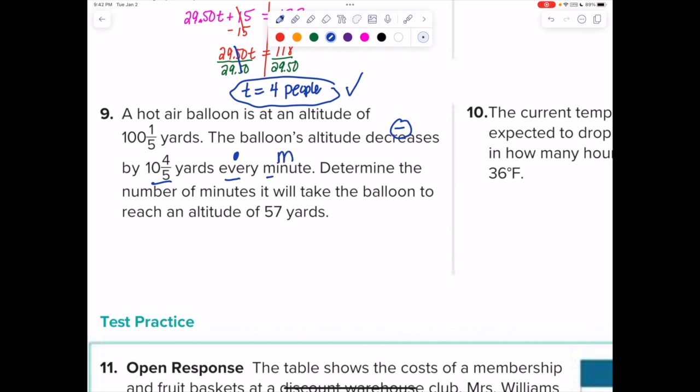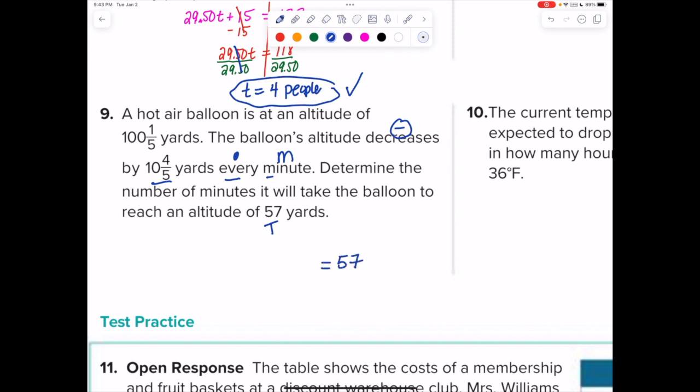Per minute. So notice the patterns that we can see here. I know these are annoying to do, but I want you to see the constant patterns that exist. Determine the number of minutes it'll take the balloon to reach a final total altitude of 57 yards. Okay. All right. So I know the total goes on the right, 57.